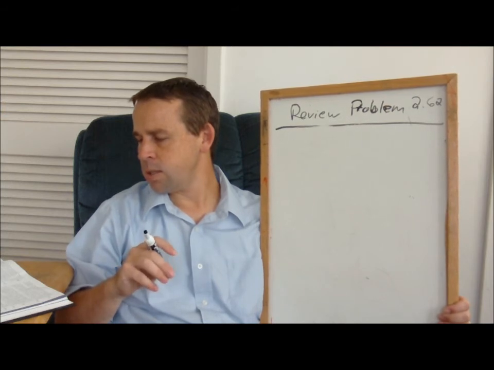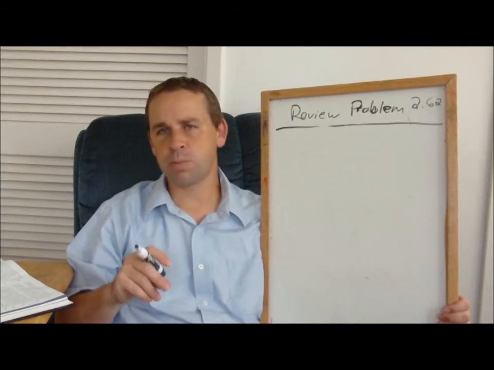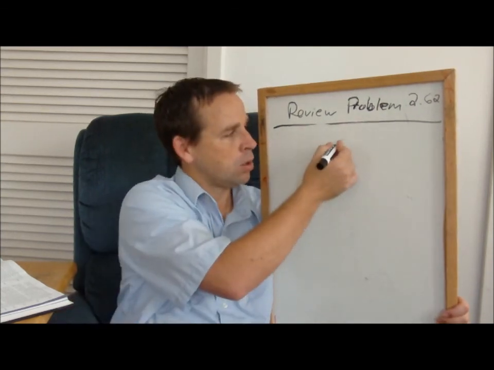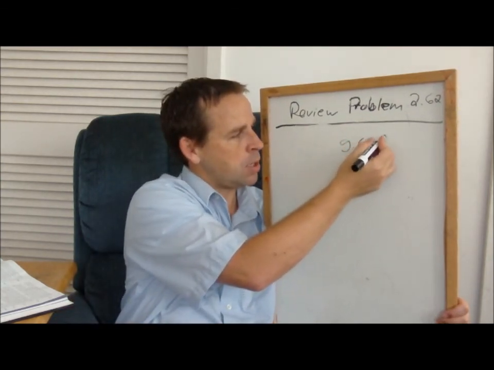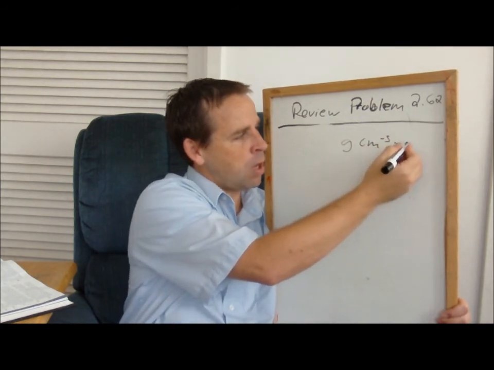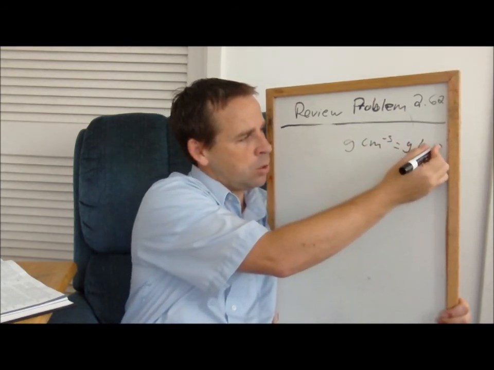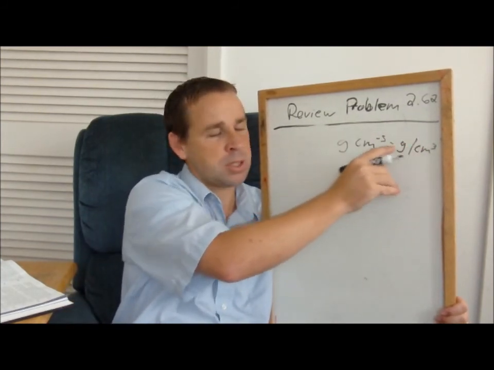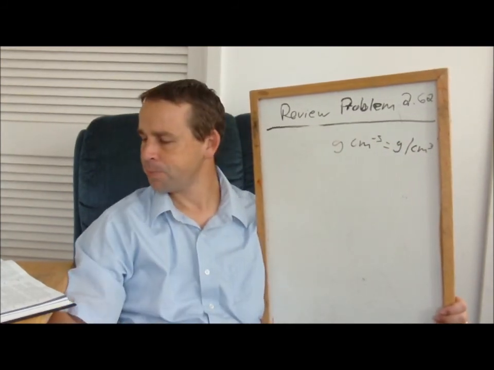Calculate the density of silver in grams per centimeter cubed, or the way they write it, gram centimeters to the minus 3. But that's the same as saying grams per centimeter cubed. Alright? Again, that centimeter to the minus 3 means we put the centimeters cubed in the denominator.